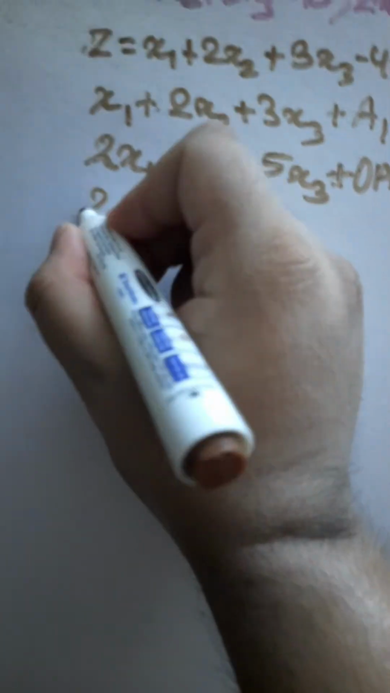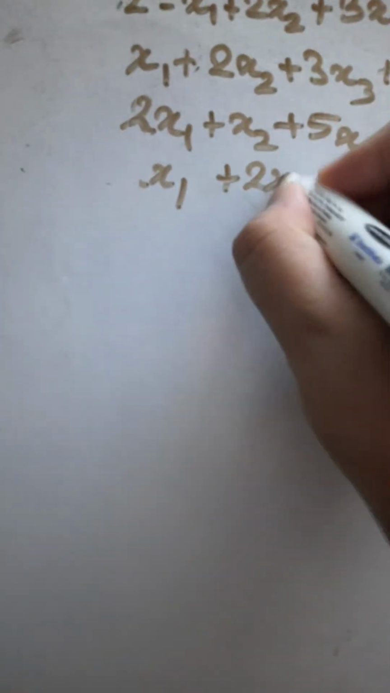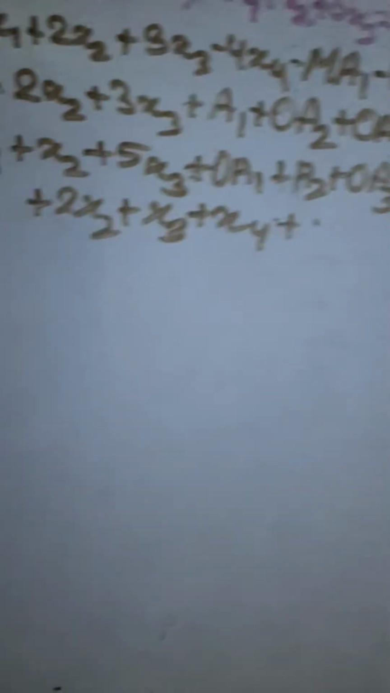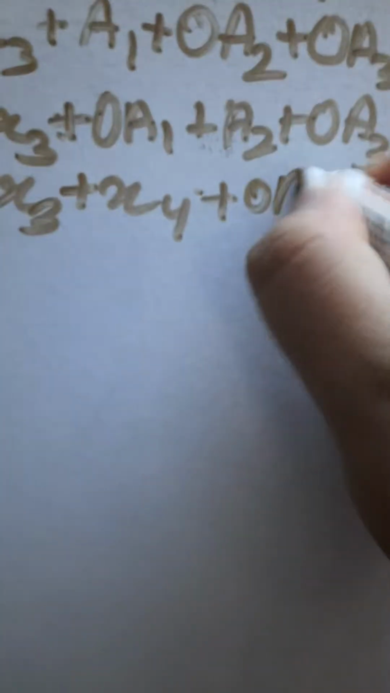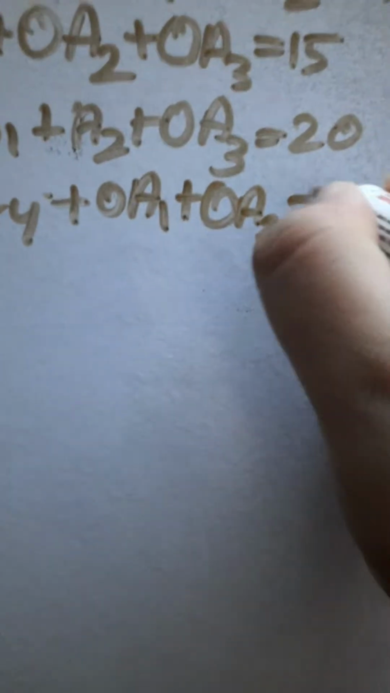Now x1 plus 2x2 plus x3 plus x4 plus 0a1 plus 0a2 plus a3 equal to 10. If there is x4, I should have added x4 everywhere. Others don't have x4, so it is 0x4, simple. Here we are.